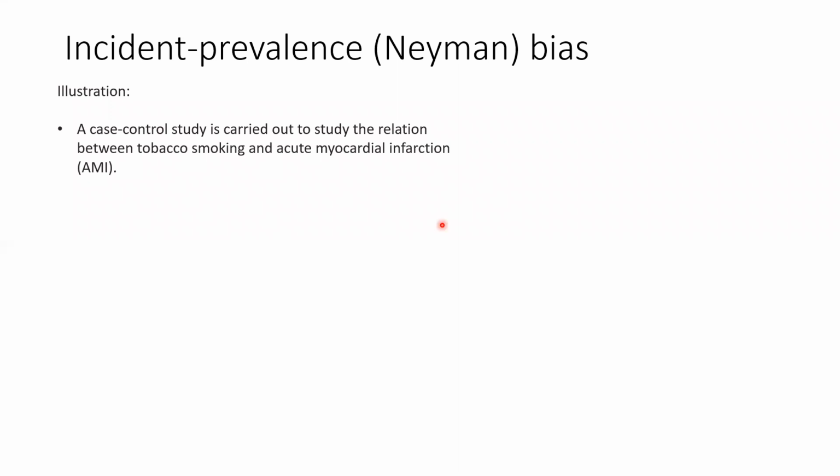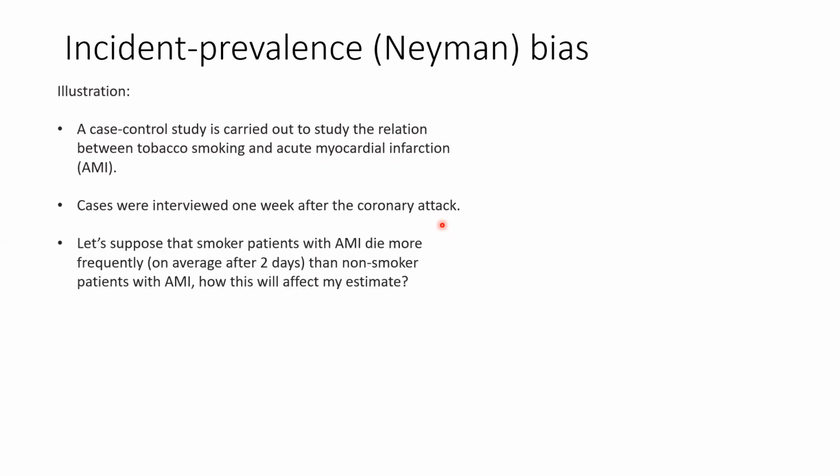That would clarify the idea. So let's say that you have a case control study carried out to study the relation between tobacco smoking and acute myocardial infarction. The cases were interviewed 1 week after the coronary attack. But let's suppose that smoker patients with myocardial infarction die more frequently, on average after 2 days, than non-smoker patients.